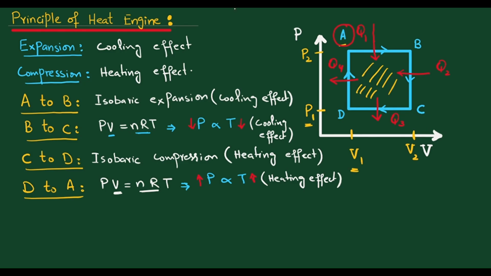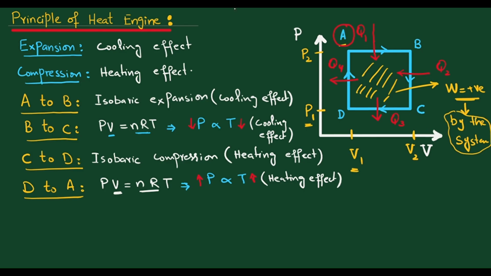The area in this PV diagram represents the work done, which is a positive number, because the work done in a clockwise direction is positive, and this positive work done means the work done by the system. The total work done is positive. The net work is done by the system.